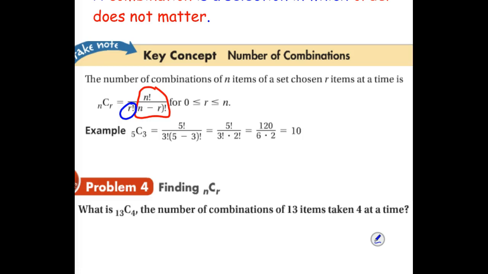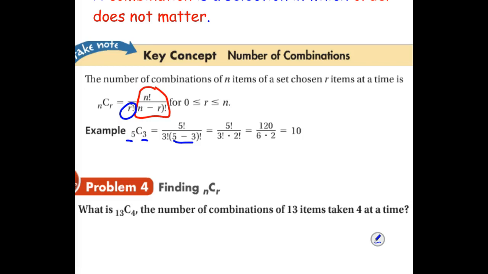Our example, 5C3. We do n factorial, so 5 factorial on the top. We have an r factorial on the bottom, so 3 factorial. And then we have the difference between them, like we did with permutations. So 5 minus 3 factorial. Now, the parentheses there are so we can visually see what we're doing.